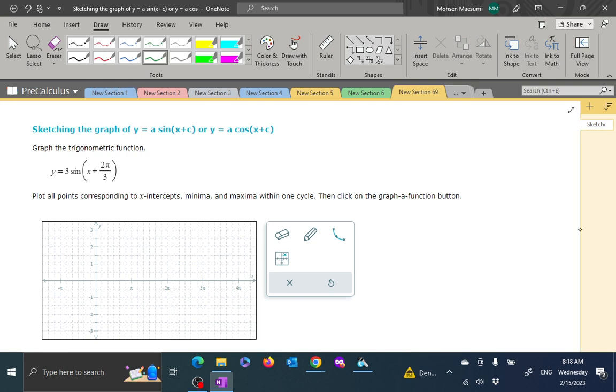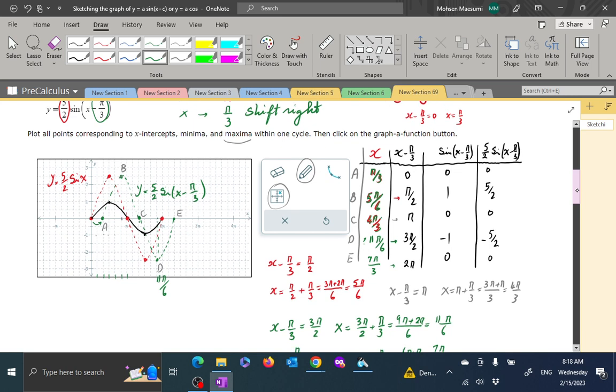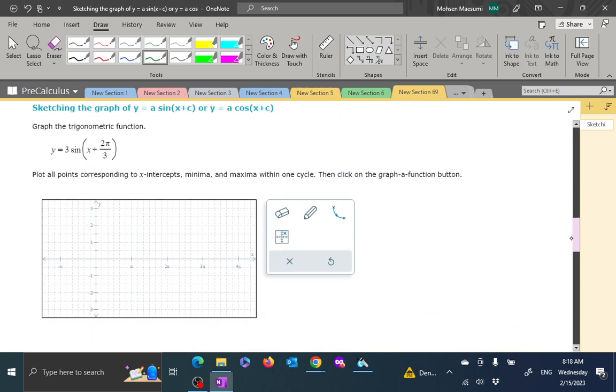So exact same as this, we start with the grandfather of all of these graphs, which is just sine of x. So by now we should be able to do that in our sleep. So this is maximum, this is the midline, this is the minimum, this is another midline, and this is one cycle of sine. So you make a nice wavy curve. So you have y is equal to sine of x.